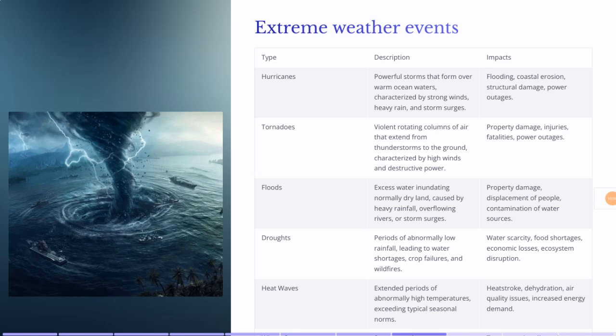Drought. Periods of abnormally low rainfall leading to water shortages, crop failures, and wildfires. Impacts: water scarcity, food shortages, economic losses, and ecosystem disruption. Heat waves. Extended periods of abnormally high temperatures exceeding typical seasonal norms. Impacts: heat strokes, dehydration, air quality issues, increased energy demand.